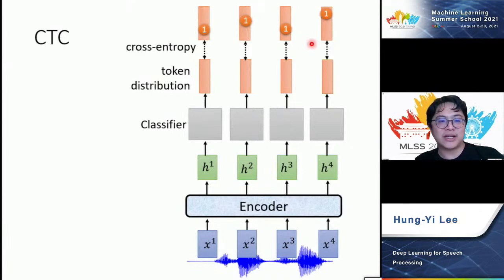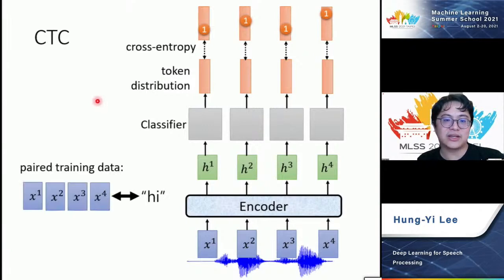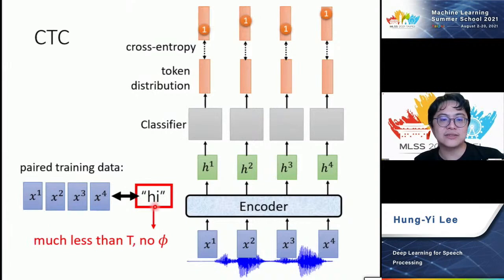However, in speech recognition, your label is usually like this. So you have an acoustic feature sequence, you have a token sequence. However, the length of the token sequence is much shorter than your acoustic feature. In this example, there are 4 acoustic features, but you only have 2 tokens. Then how can we know the 4 ground truths here should be H or I? So we do not know whether we should say the first acoustic feature is H and the rest 3 are I, or the first 2 are H and the rest 2 are I, or the first 3 are H and the last 1 is I, and so on. We do not know which one is correct.